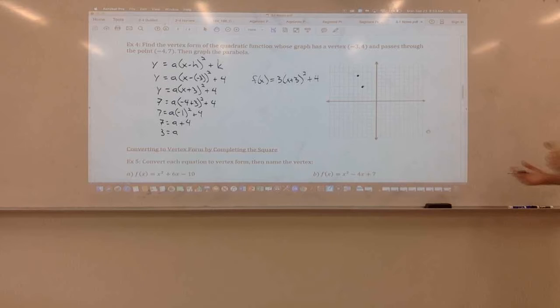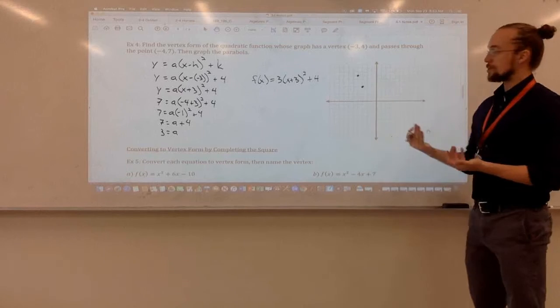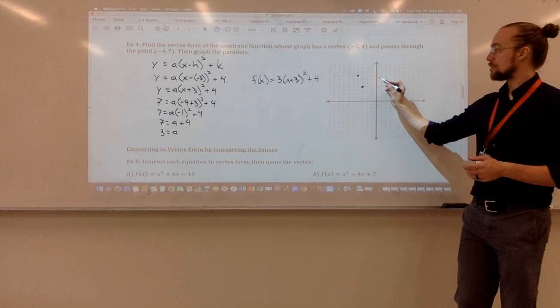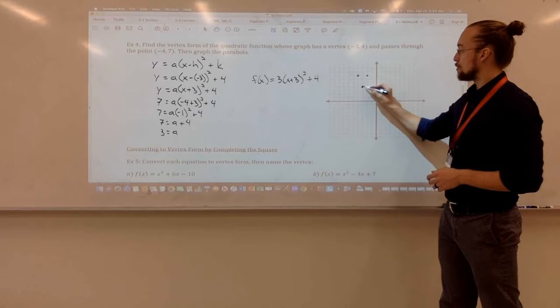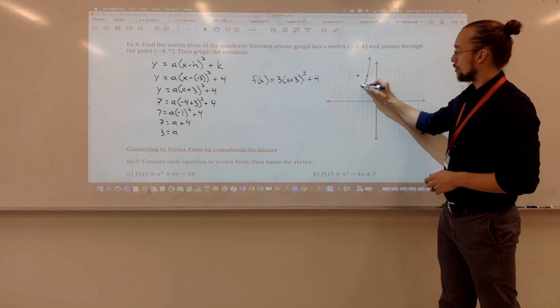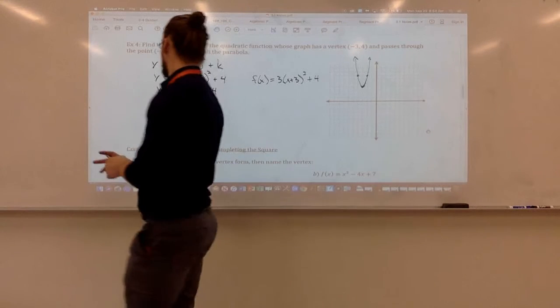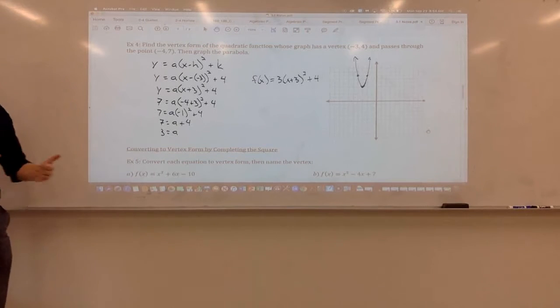Then to sketch the graph, we know this is the vertex, and a parabola is always symmetric. So if we have this point, I would also have this point, and then sketch what our graph will look like. Are we okay with that process? Okay, so given a vertex and some random points, we can use this process to find that equation.